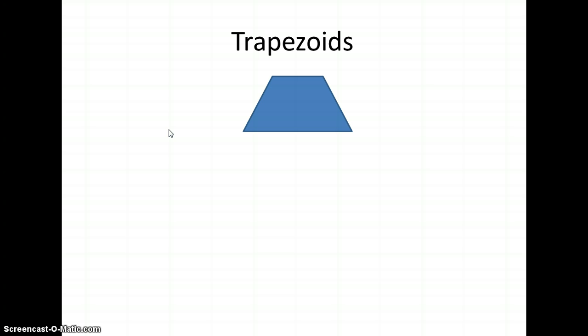Just like parallelograms, trapezoids can be classified into special groups as well. The first is a right trapezoid. And a right trapezoid is a trapezoid, meaning the top and the bottom, or 1 pair of opposite sides, are parallel to each other. But it also has 2 right angles, kind of like a right triangle that's been cut off at the top.